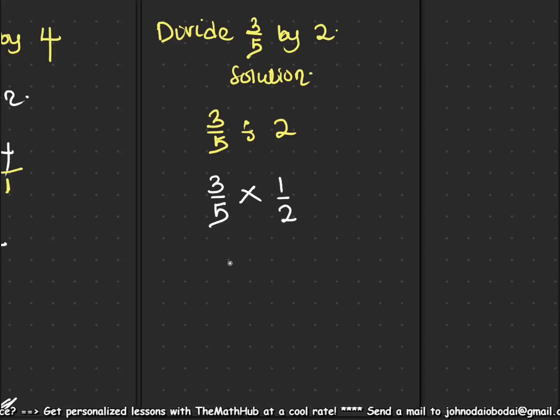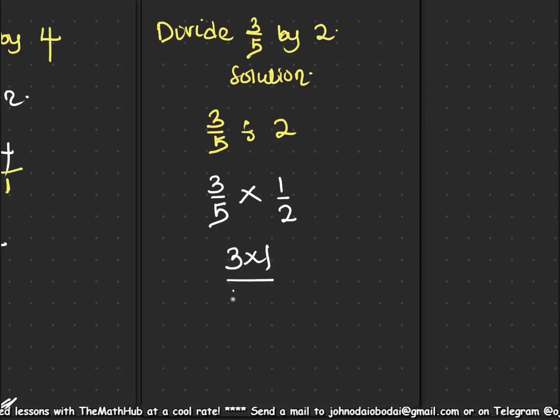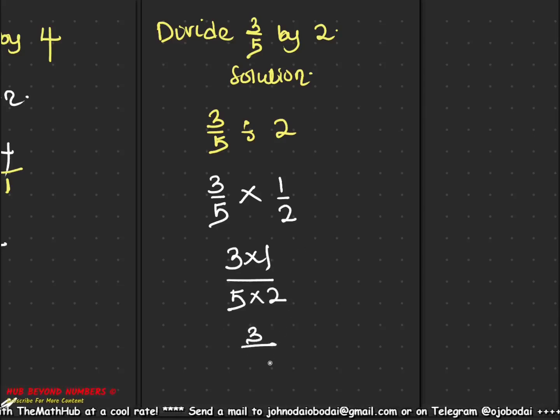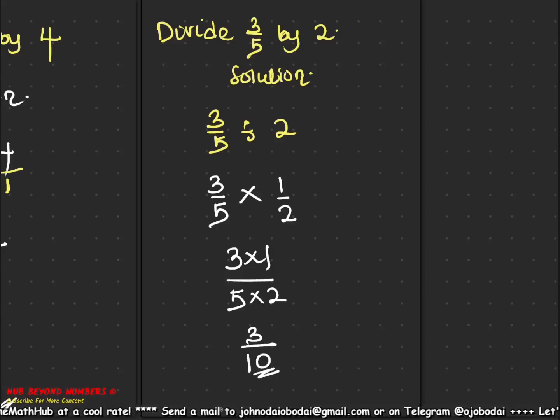Then we check if there is any simplification to do. If there is no simplification to do, we multiply throughout. So that we have 3 times 1 over 5 times 2. And 3 times 1 gives us a 3. And 5 times 2, on the other hand, gives us a 10. This here is our answer.